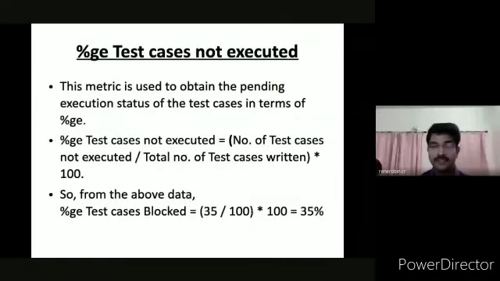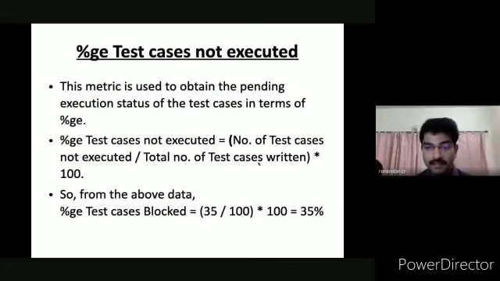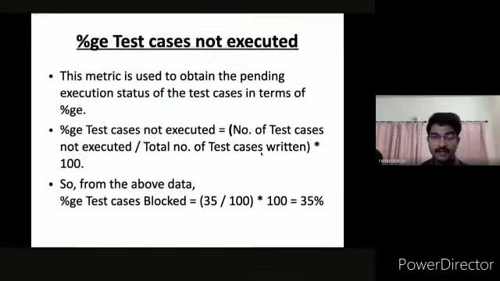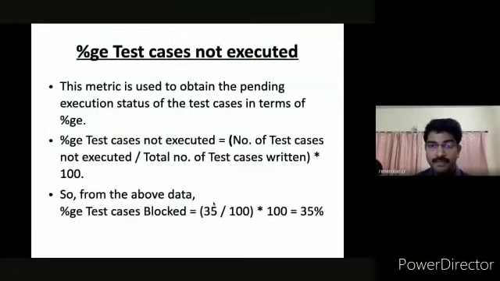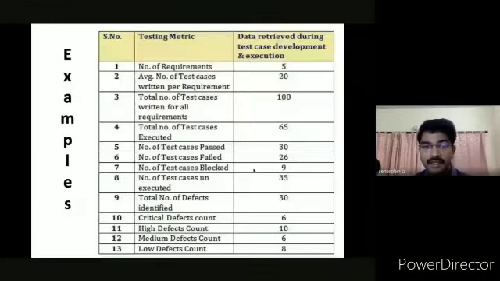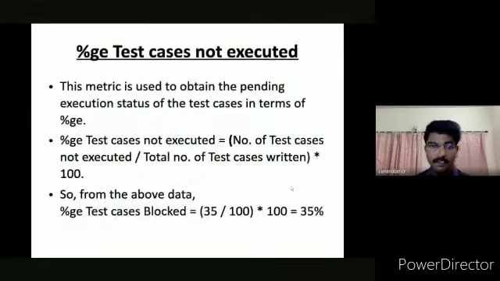The next metric is percentage of test cases not executed. As we have calculated percentage of test cases executed, we can calculate percentage of test cases not executed. The formula is percentage test cases not executed is equal to number of test cases not executed divided by total number of test cases written into 100. I got this value from the base metrics. Here it is very clear that the number of test cases unexecuted is 35.